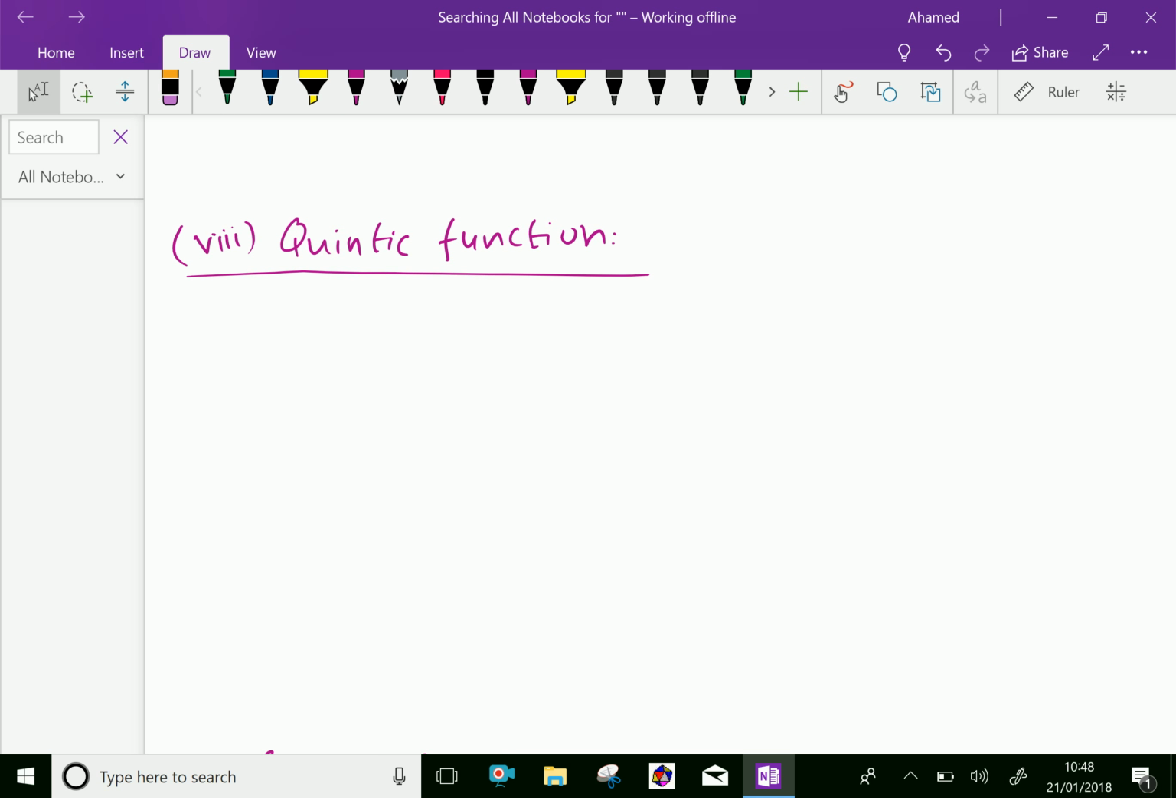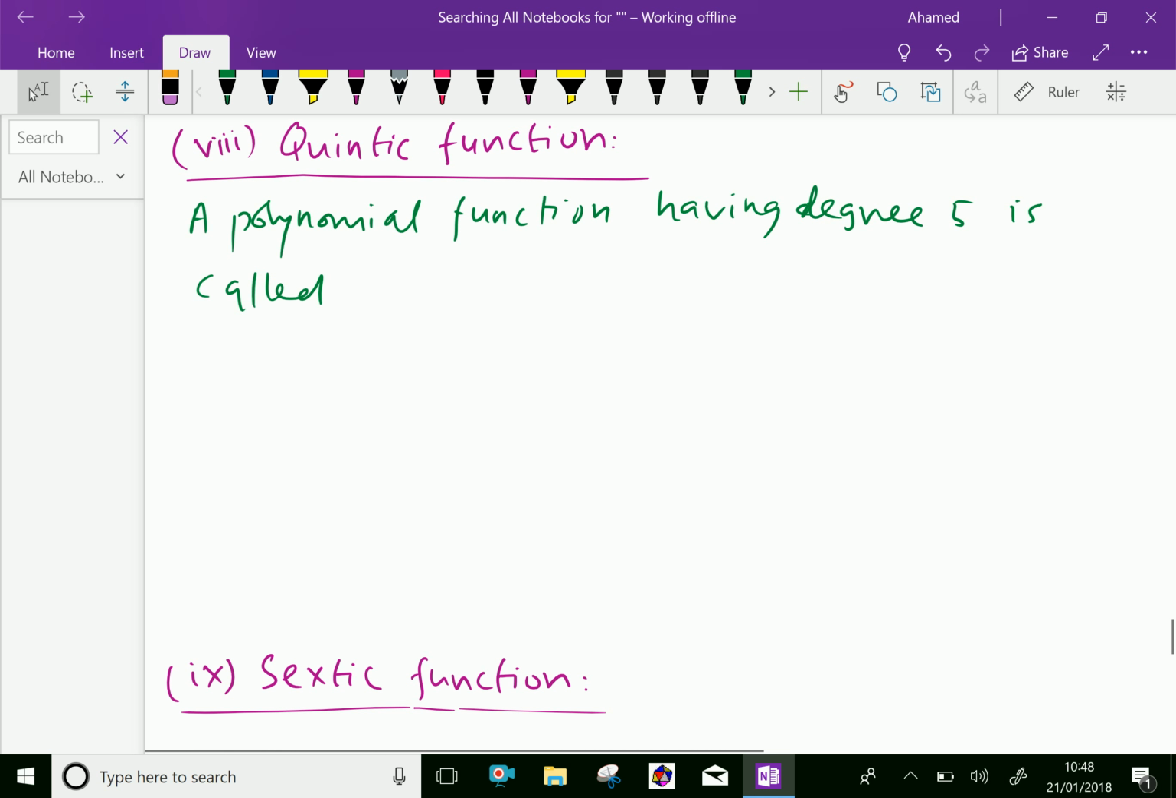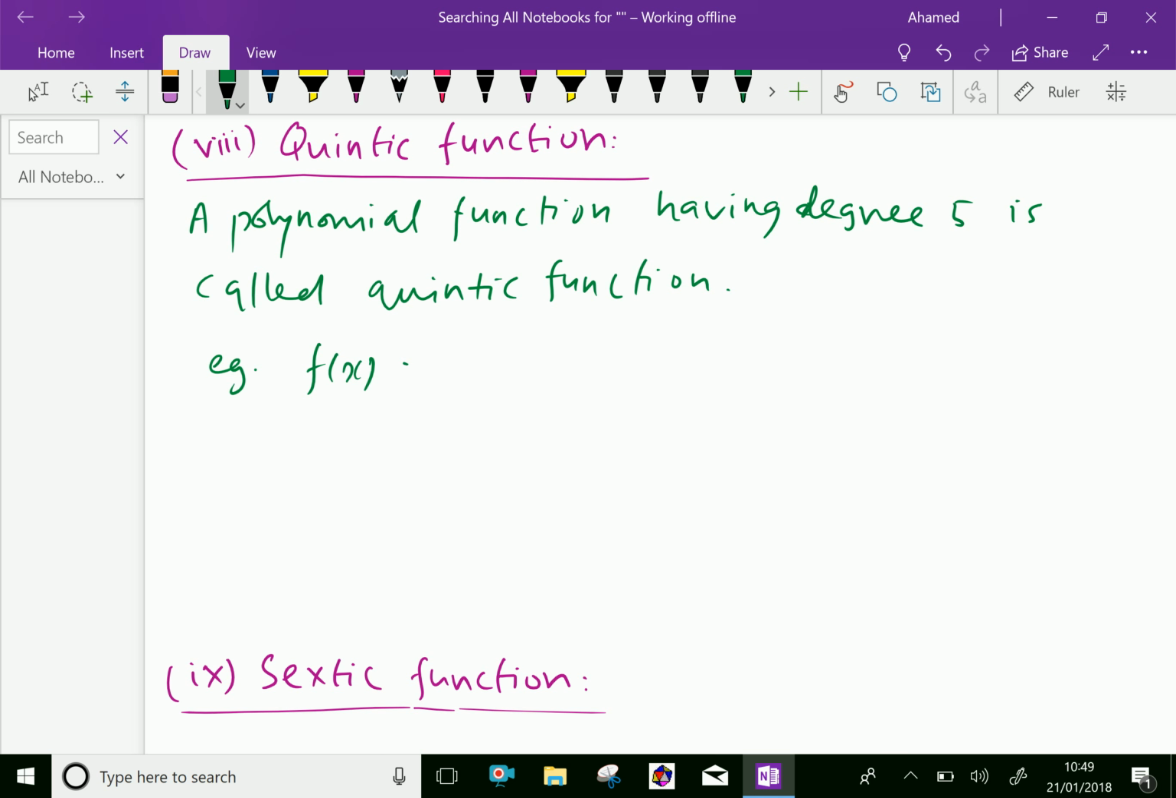Next one, quintic function. A polynomial function having degree 5 is called quintic function. Example, f of x equal ax power 5 plus bx power 4 plus cx cube plus dx squared plus ex plus f.